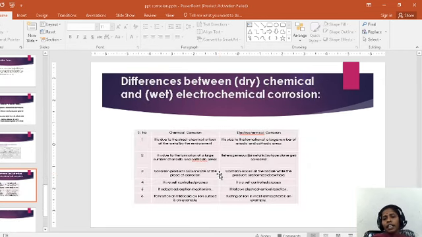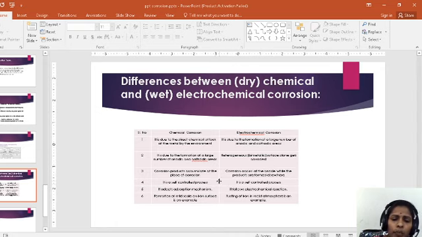Now let us see the differences between chemical corrosion and electrochemical corrosion. Chemical corrosion is due to the direct chemical attack of the metal by the environment. So in chemical corrosion, the metal reacts with the chemical directly. Whereas electrochemical corrosion is due to the formation of a large number of anodic and cathodic areas. In electrochemical corrosion, the anodic part will be large and the cathodic part also will be large. Here a heterogeneous surface gets corroded.